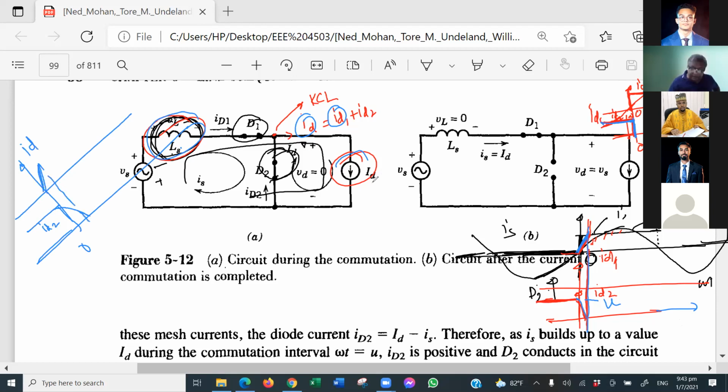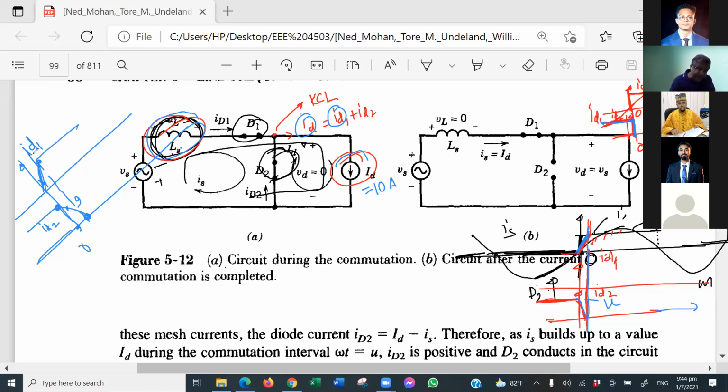Suppose this one is 10 amperes. What is the current here at omega t equal to 0? It's 10. Okay. Here say it is 9. Then what should be the current here, ID1? It should be 1. And when ID2 equals 0, what will be your current here, ID1? It will be 10.